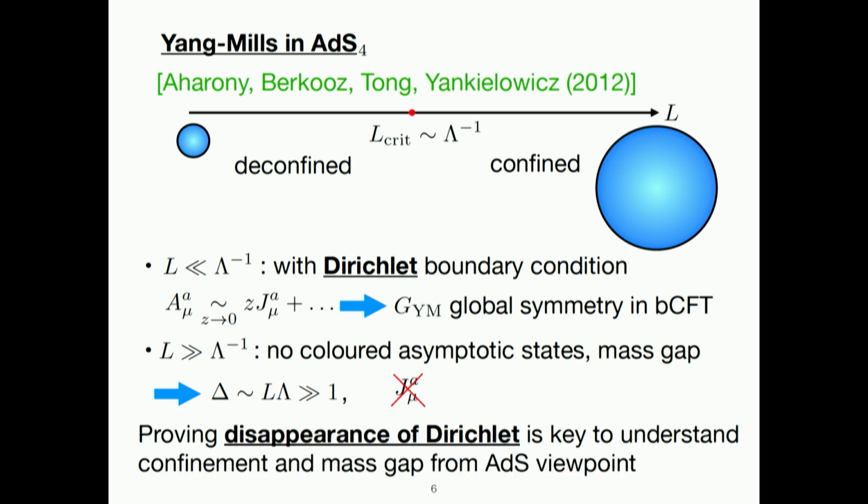And so I would like to emphasize that proving the disappearance of this boundary condition that we see at weak coupling is, in my opinion, really the key to understanding confinement and the emergence of the mass gap from the point of view of AdS. Unfortunately, today I will not claim to have proved that, but we will try to make some progress in this direction. Motivated by this, we will try to understand better what happens at this transition, okay?